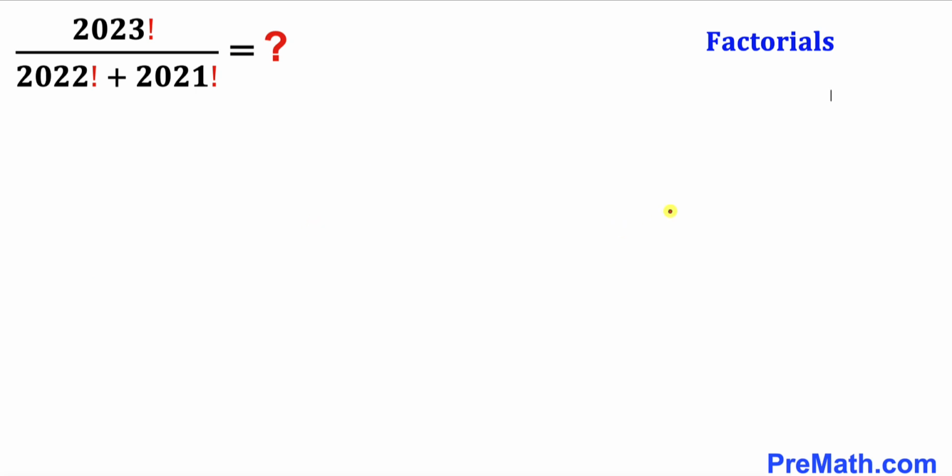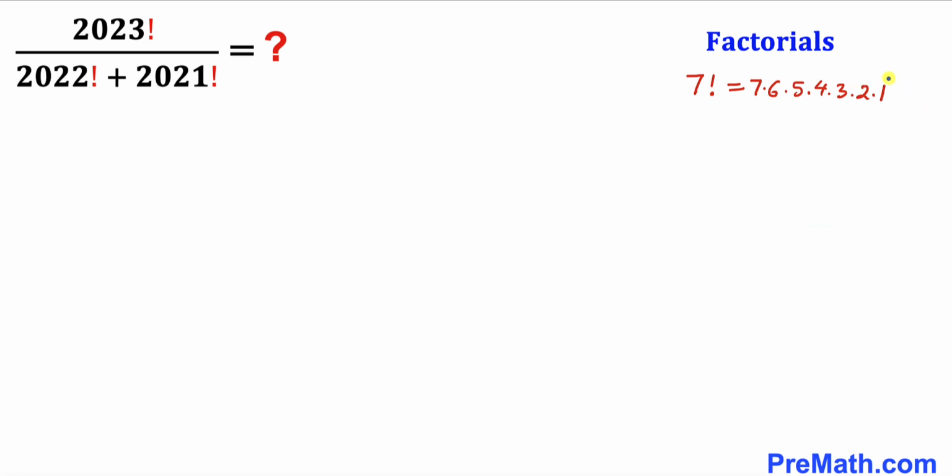Let's get started. Here's the very first thing we are going to do. Let's talk about factorials first. Factorial is denoted by this exclamation sign. Now let me give you a couple of examples. Let's talk about 7 factorial. 7 factorial could be written as 7 times 6 times 5 times 4 times 3 times 2 times 1. Likewise, 4 factorial could be written as 4 times 3 times 2 times 1.